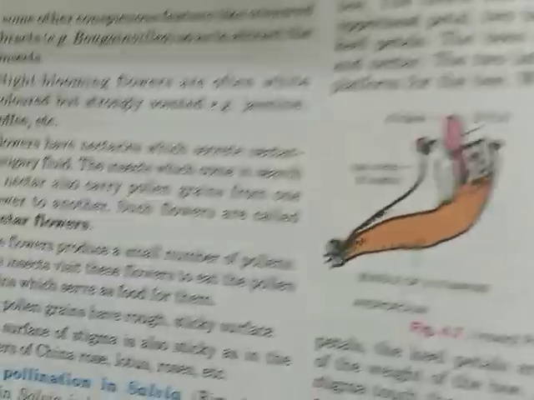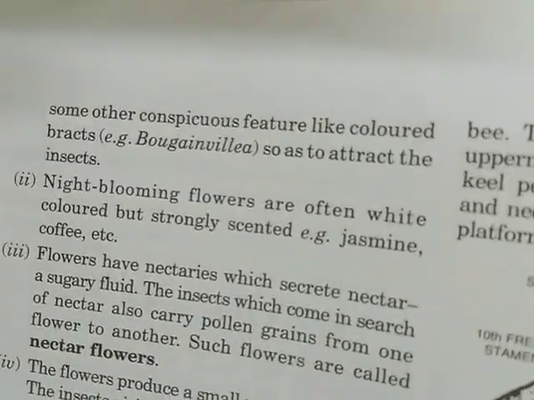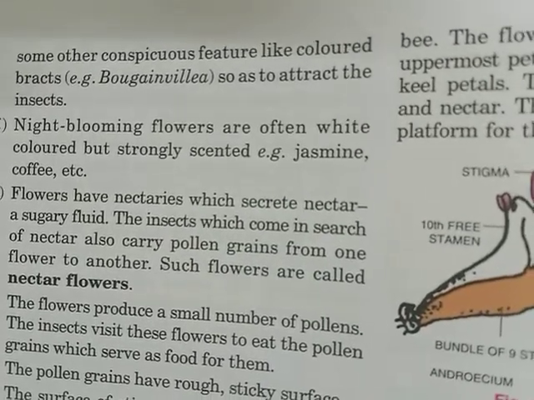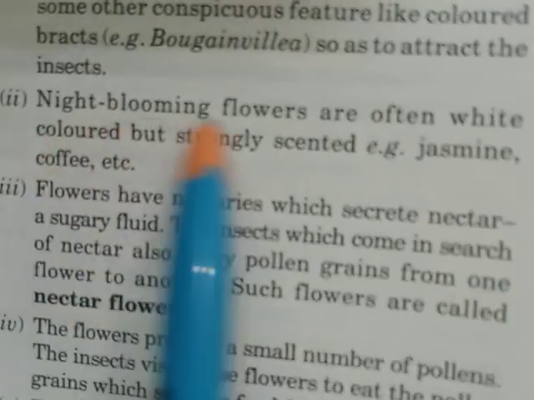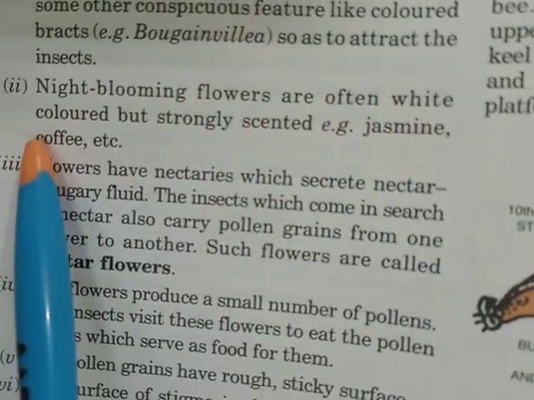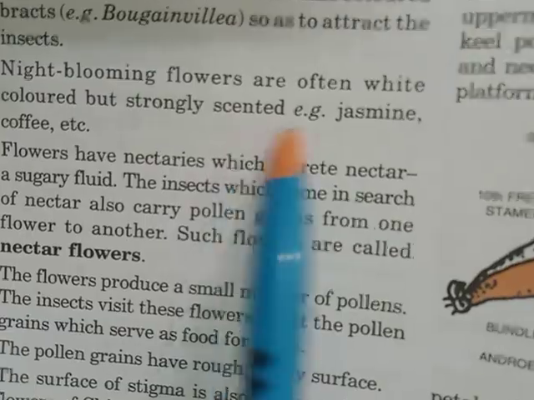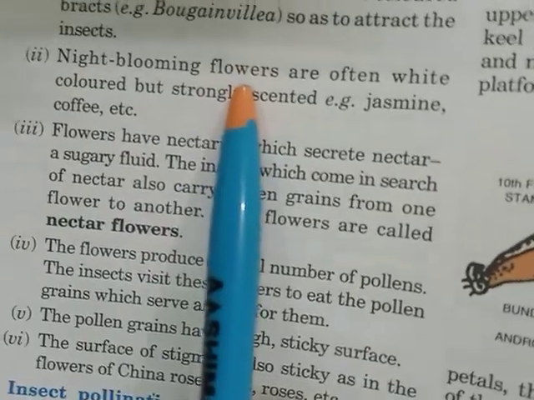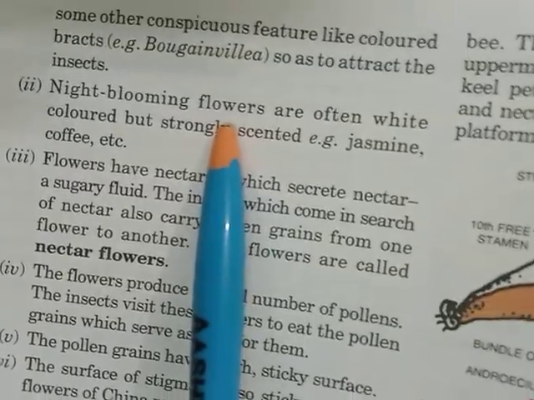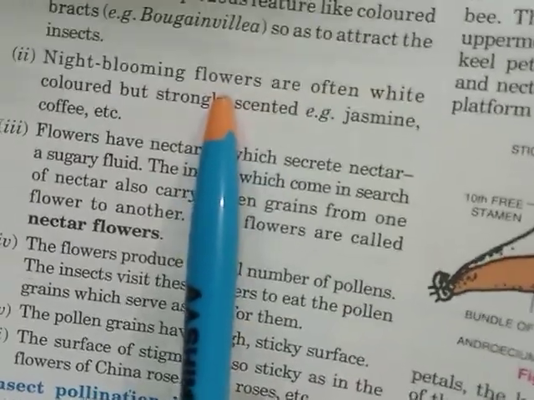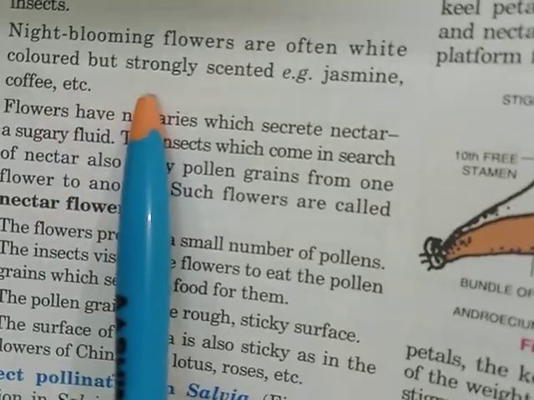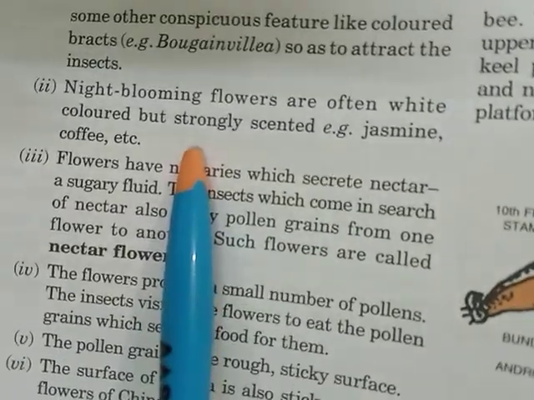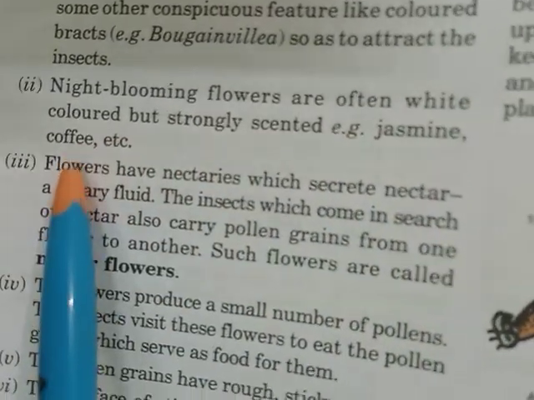See, the corolla is brightly colored. Sometimes the bracts are also colored as in bougainvillea to attract the insects. Night blooming flowers are often white colored but strongly scented, for example jasmine, coffee, etc. They are not brightly colored, but they are often white in color and strongly scented so that they can attract the insects during the night for pollination.